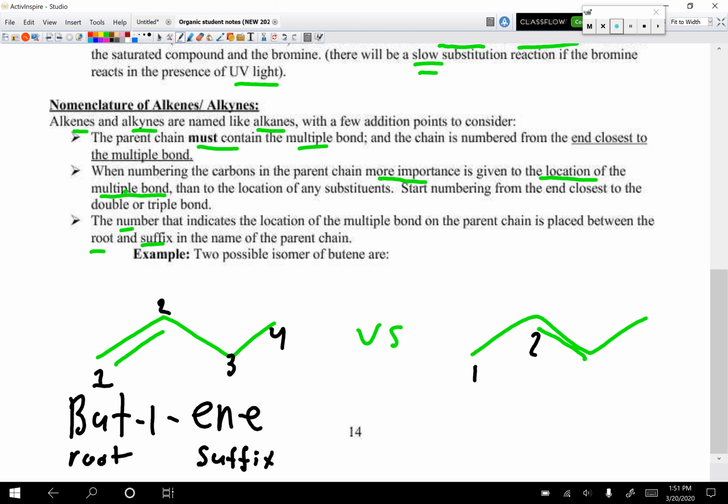Whereas the second one, we'll notice that I need to label my carbons like this, 1, 2, 3, 4. Now, just like before, I got my root, I got my suffix, but I need to put the location of the multiple bond in between them. So now we can tell that the multiple bond is starting on carbon 2, so this turns into but-2-ene.